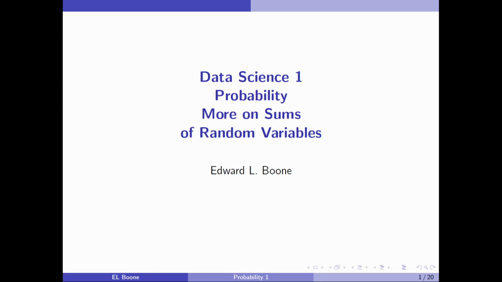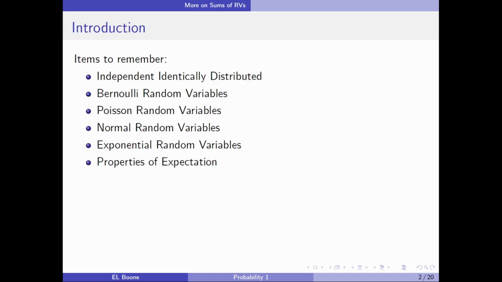Welcome to Data Science 1, Probability, more on sums of random variables. So items to remember, we need to know what independent identically distributed means, Bernoulli random variables, Poisson random variables, and not really the others yet. But we're going to get those in the next video.